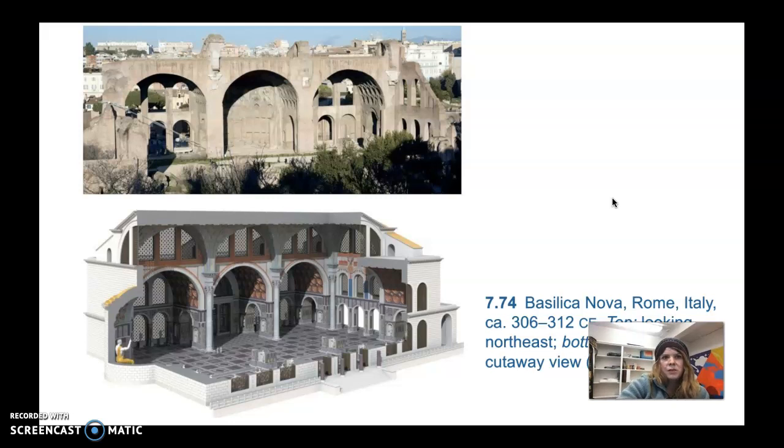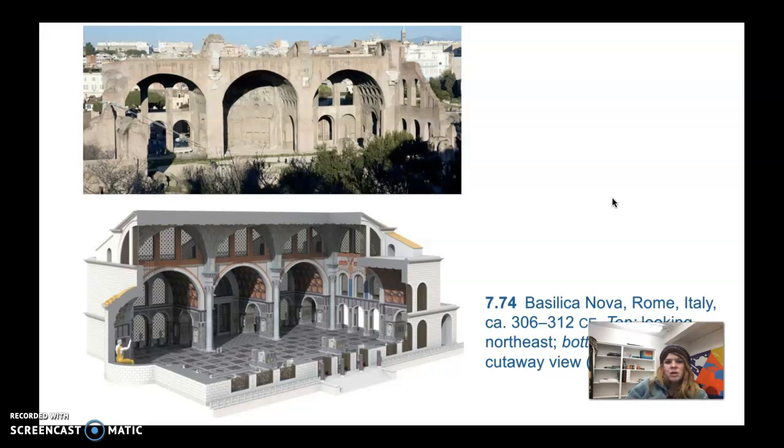So we're going to talk about the Basilica Nova in Rome, Italy. It's something that Constantine built, and it's in the Roman Forum, and it's the first thing built since the Severans, which was, I believe, a 2nd century family that ruled from Africa originally. And it was a massive structure, this basilica.